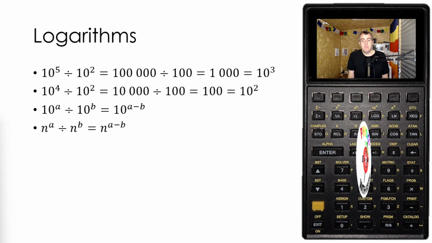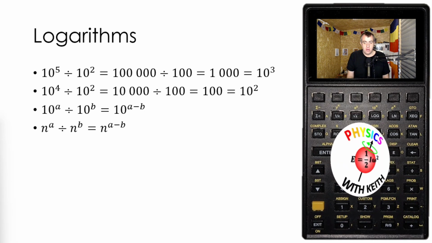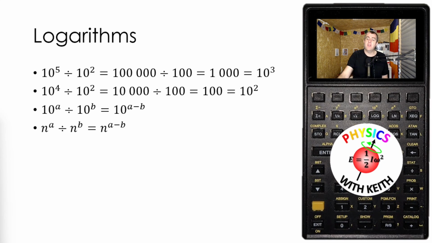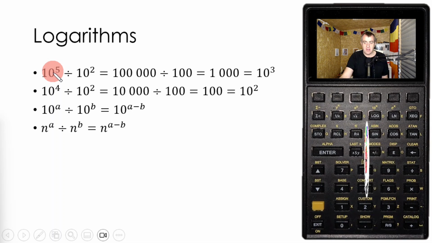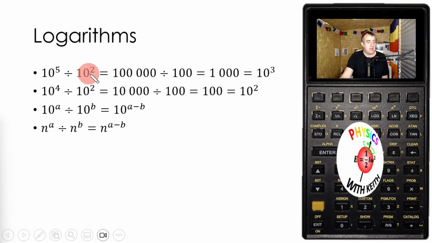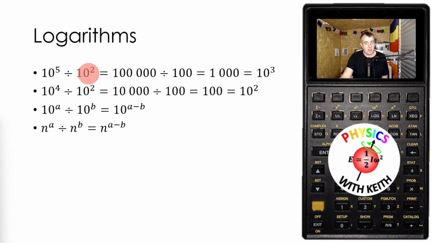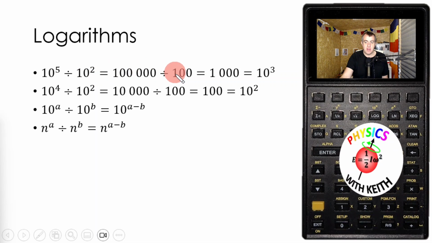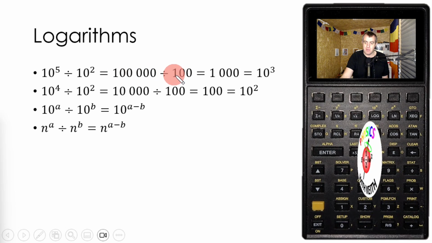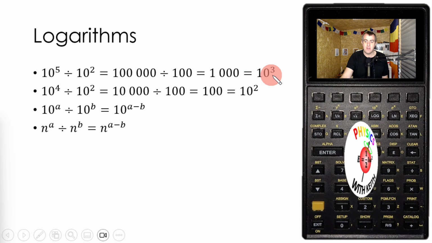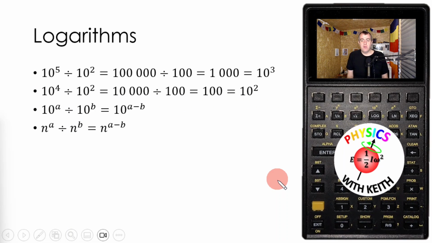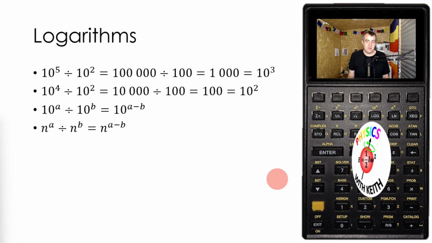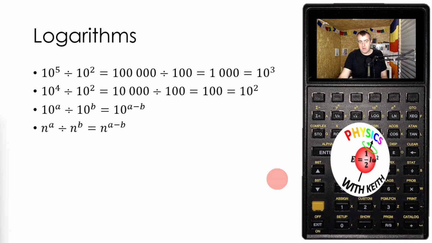So what about dividing your powers? We've got 10 to the power of 5, which is 10 times 10 times 10 times 10 times 10, so that's 100,000. Divide it by 10 squared, which is 10 times 10, which is 100. So 100,000 divided by 100 is 1,000. That's 10 to the power of 3. Do the same thing with the next line. 10 to the power of 4 divided by 10 to the power of 2. That's 10,000 divided by 100. That's 100. That's 10 to the power of 2.